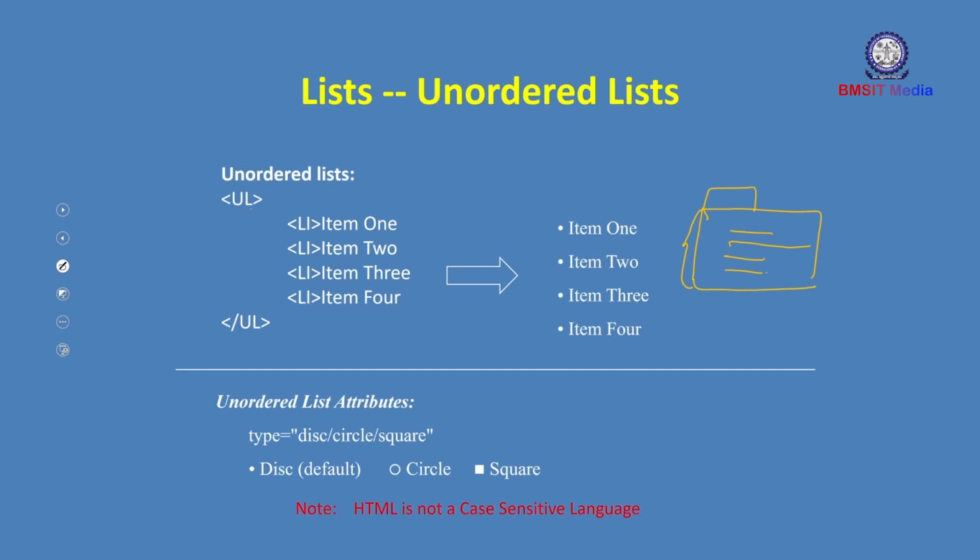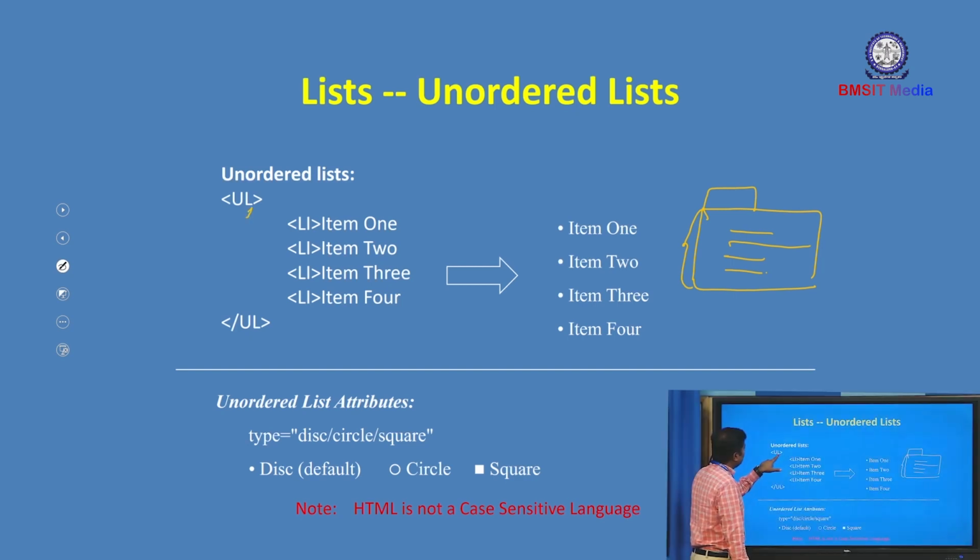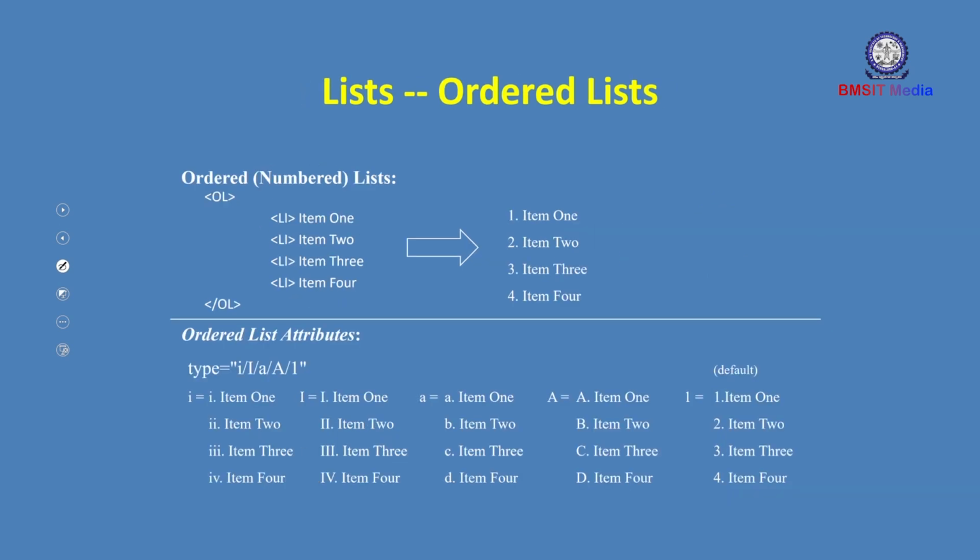In the UL, that is the unordered list, here you can insert the type. Let's see what all those types are. The first one is disk, which is the default, a simple circle type. Also you can display, if you say circle, the icon will display as a circle. If it is a square, you get a square. These are the different ways of displaying the unordered list. This is another 4 mark question.